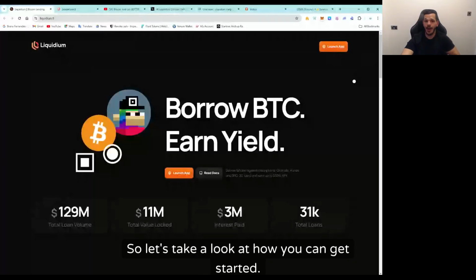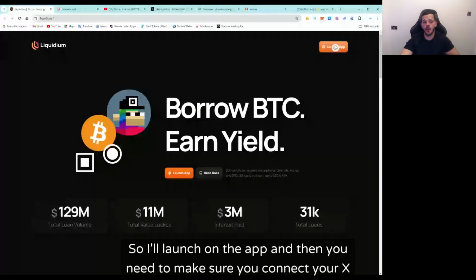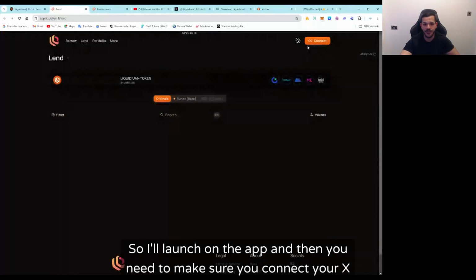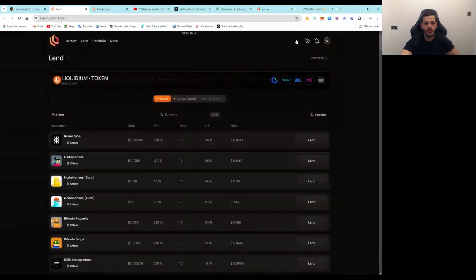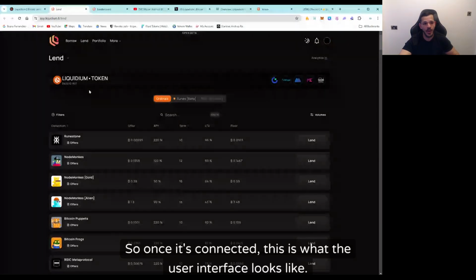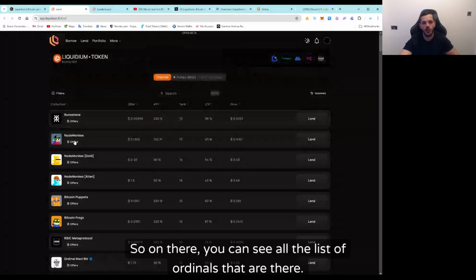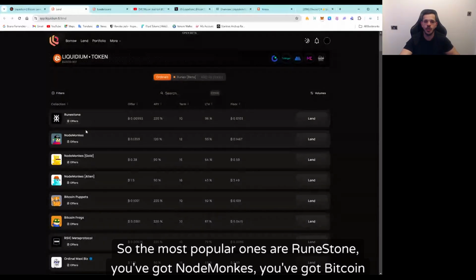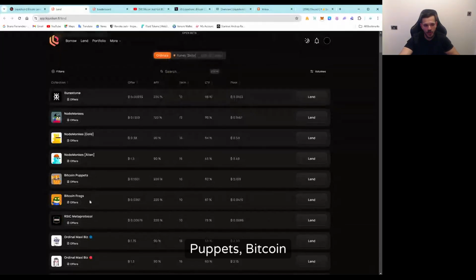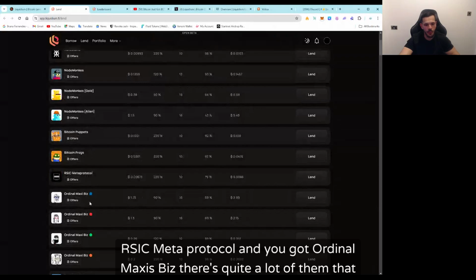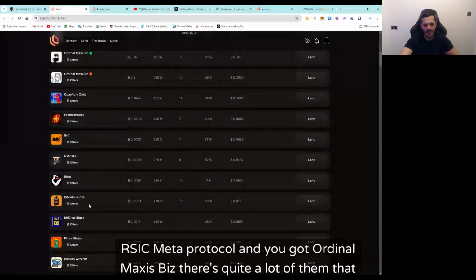So let's take a look at how you can get started. I'll launch the app, and then you need to make sure you connect your Xverse wallet. Once it's connected, this is what the user interface looks like. On there, you can see the list of ordinals. The most popular ones are Runestone, you've got Node Monkeys, Bitcoin Puppets, Bitcoin Frogs, Arsic Meta Protocol, and Ordinal Maxis Biz. There's quite a lot of them there.